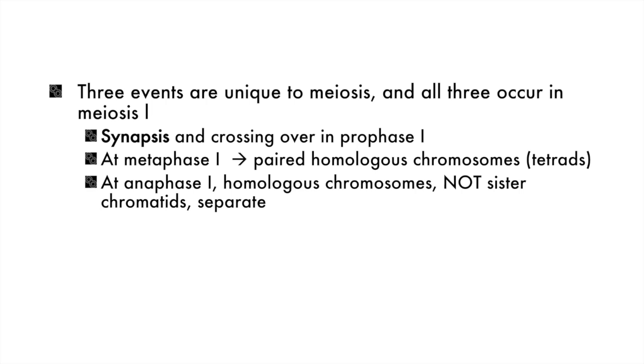3 unusual events occur in meiosis: synapsis, which is the formation of chiasmata, and the exchange of segments of the chromosomes in prophase 1. Metaphase 1 has homologs lined up as tetrads, not just sister chromatids. And at anaphase 1, it is these homologs that separate, and not the sister chromatids.